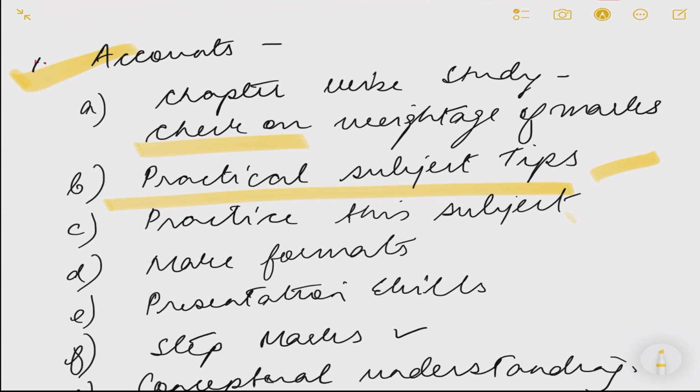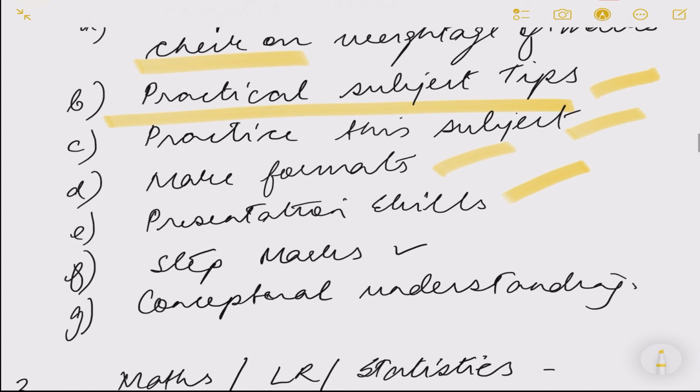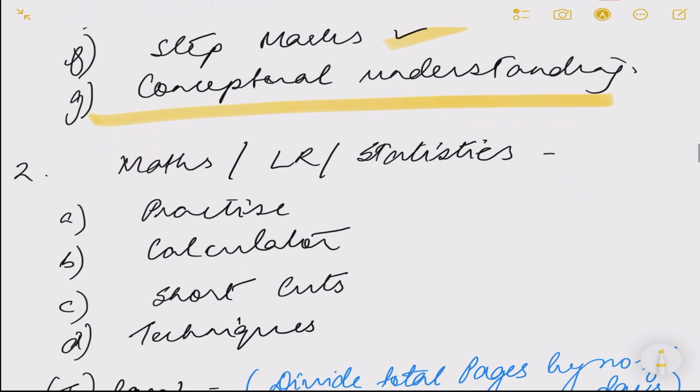Practice each and every subject nicely, try to categorize it and study accordingly. Make formats. Your presentation skills should be good. In accounts you get step marks, very, very important. Don't leave any topic entirely. At least solve something or the other, you will get step marks. The way of evaluation in your exams is that you get step marks for each and every step you write. Very, very important that you take care of the concepts, okay.